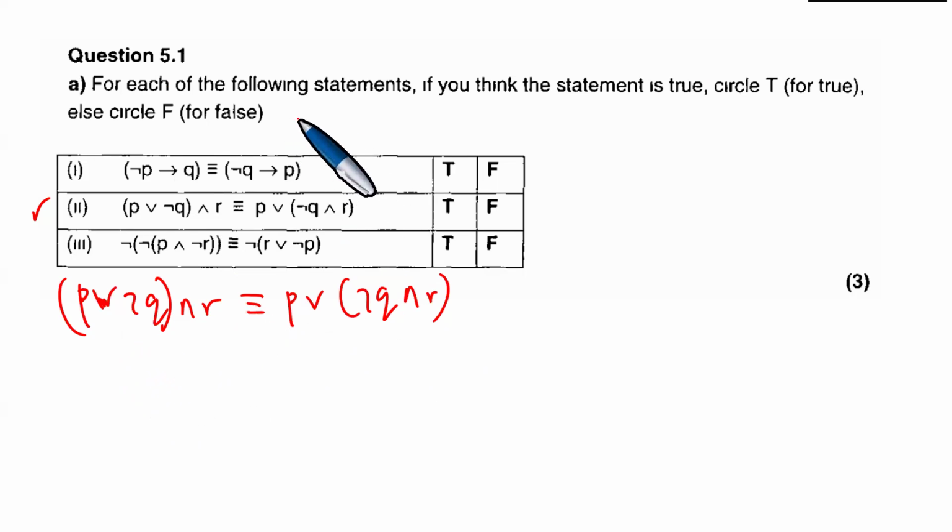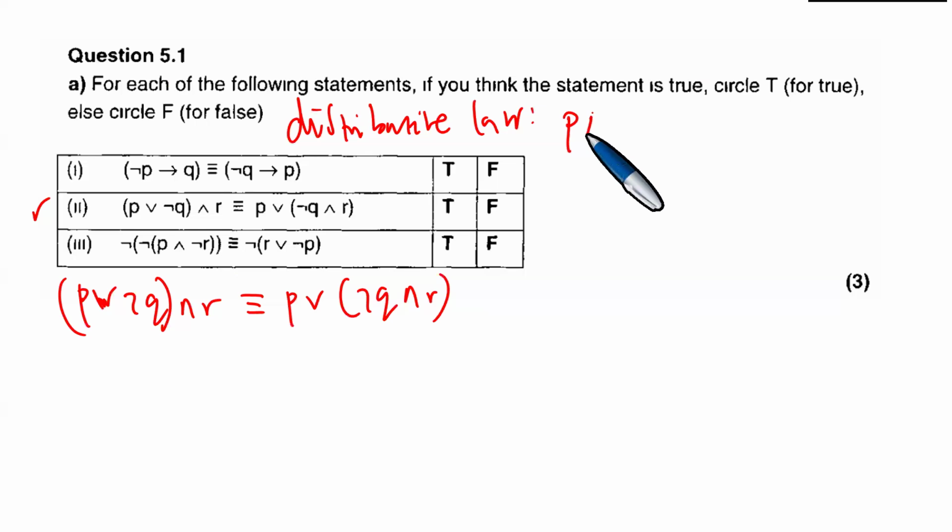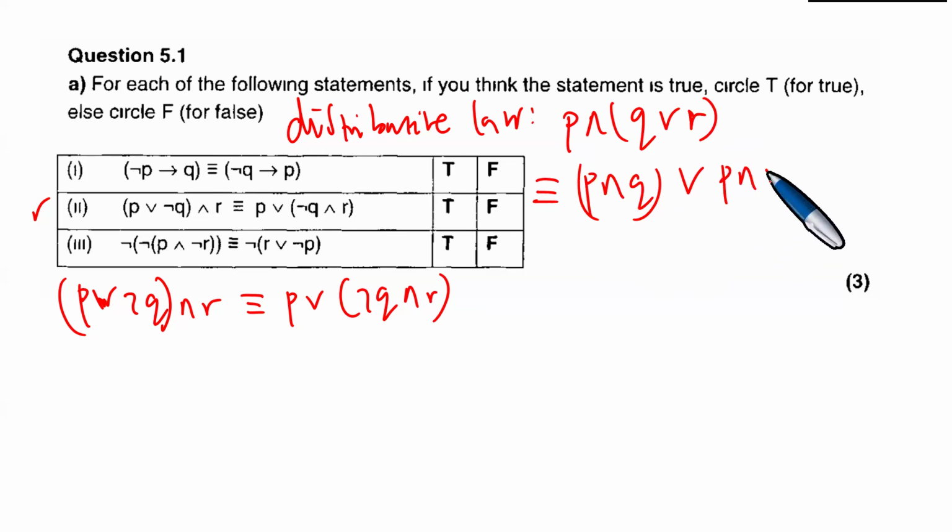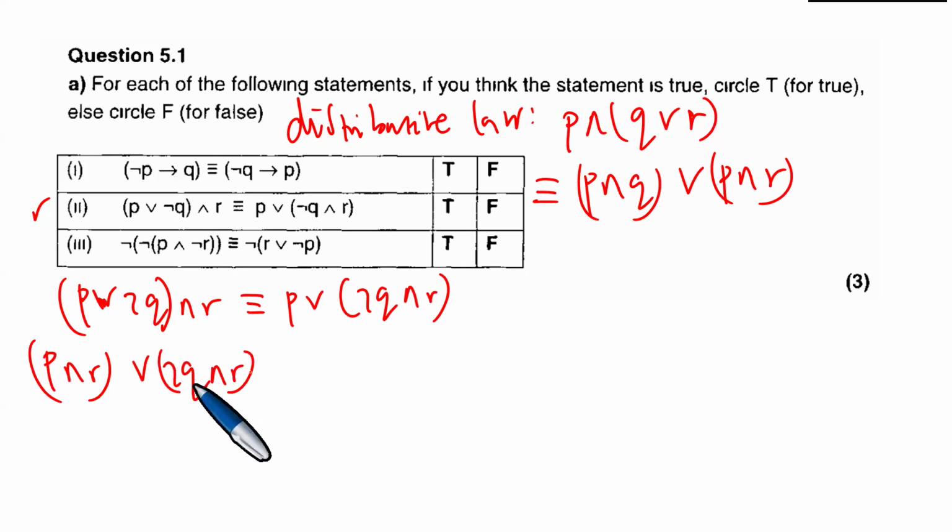We can use something called the distributive law. What is the distributive law? In any order, it says that if you have P and Q or R, it is logically equivalent to P and Q or P and R. Now we're going to use it. This one is distribution from the right-hand side, while this one is distribution from the left of this particular expression. So in this case it's going to become P and R or not Q and R, like so.